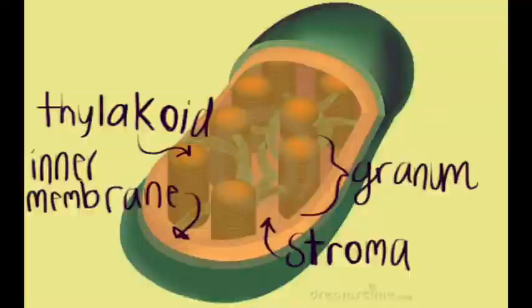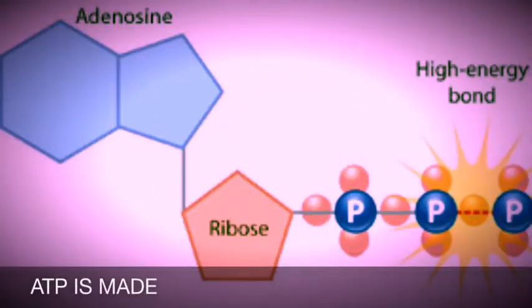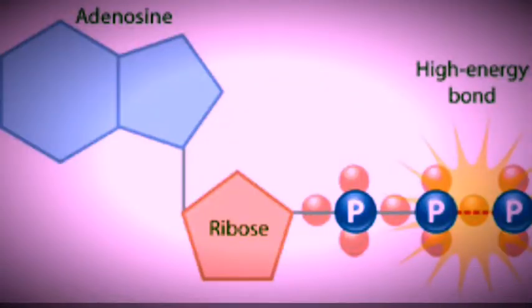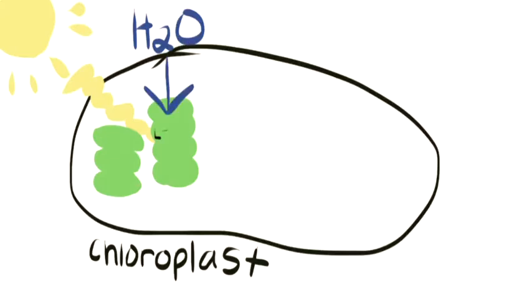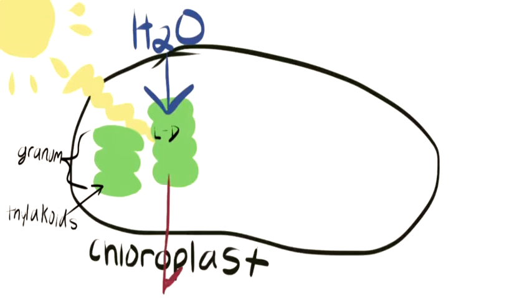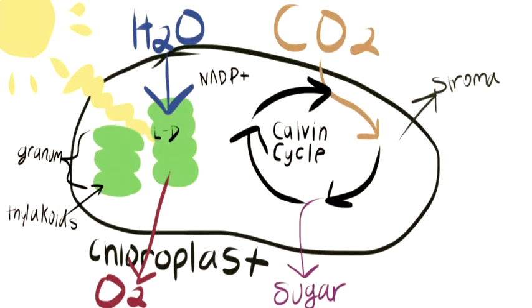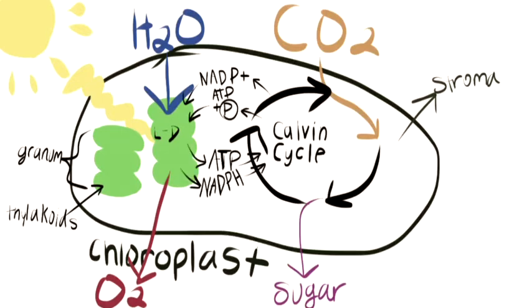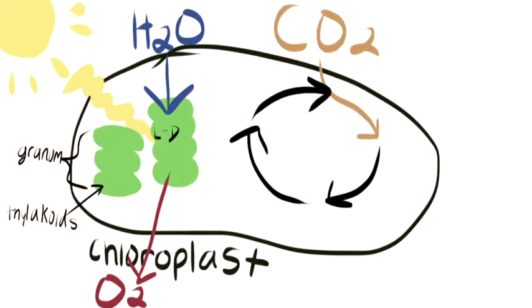In LD reactions, ATP is made. In light-dependent reactions, water is split, oxygen is a waste product, and some of the hydrogen is used to make ATP. High-energy electrons and some hydrogen are picked up by an electron carrier called NADP+, which is called NADPH when it has an electron. NADPH carries electrons from the light reactions to the Calvin cycle.